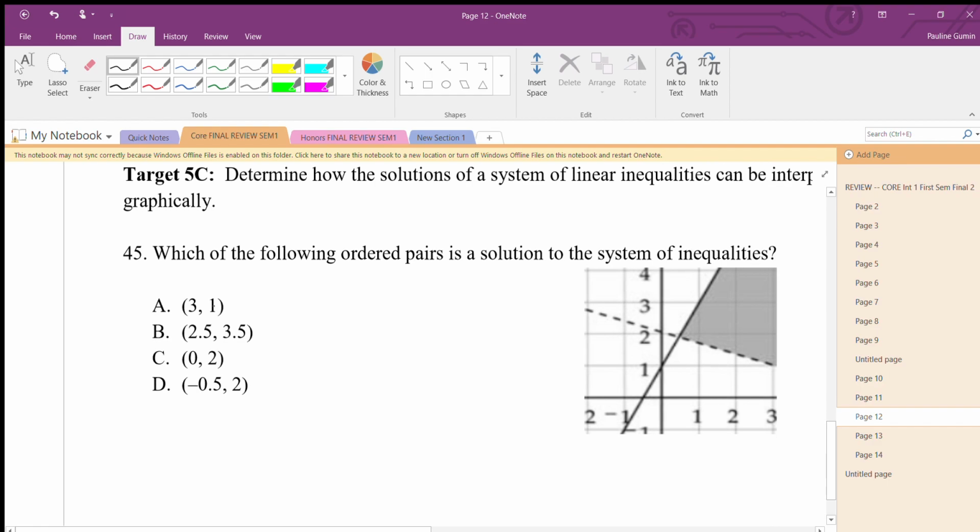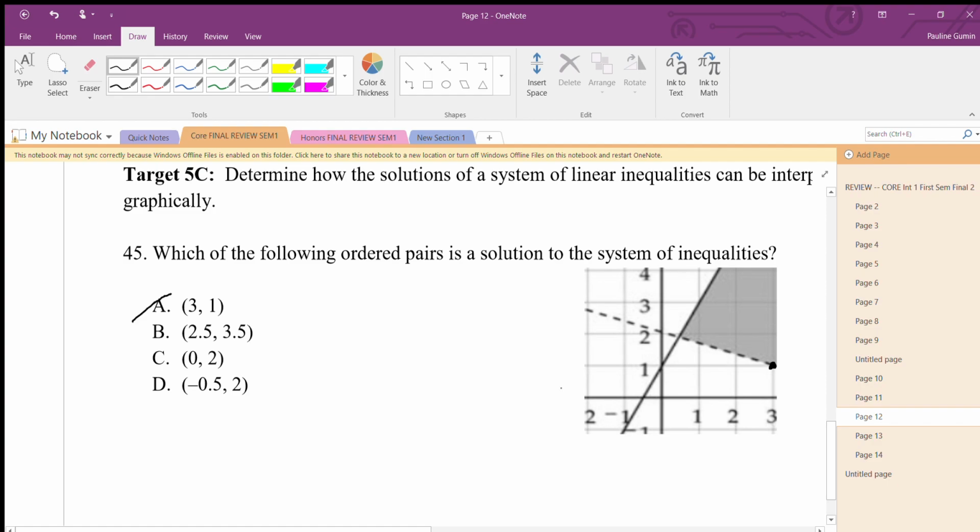Okay, determine which of the following ordered pairs is a solution for the system of inequalities. For this problem, I'm just going to place my cursor on the graph where these points exist. So let's start with letter A, (3, 1). Well, that's on the dotted line. Unfortunately, being on a dotted line is not being part of our system. So not letter A.